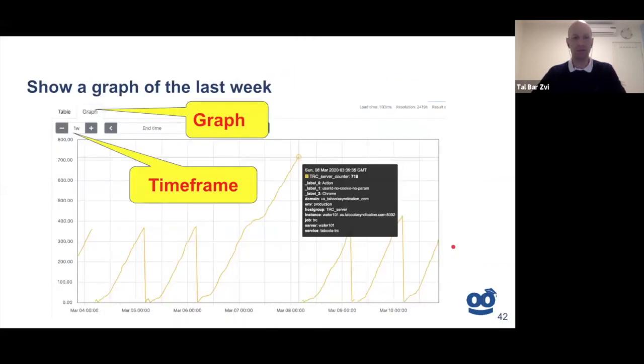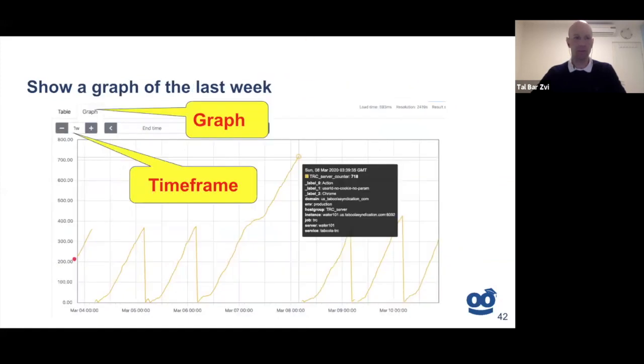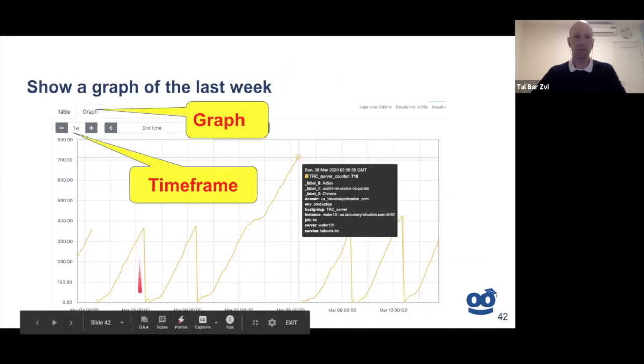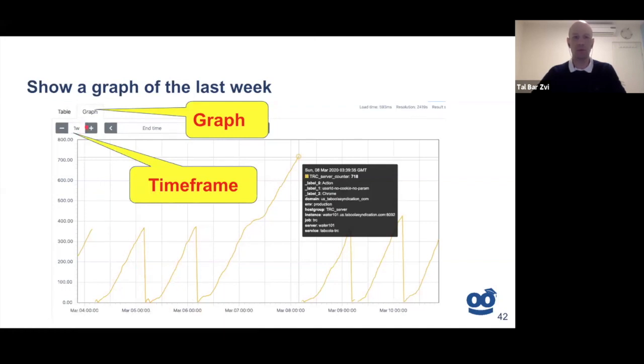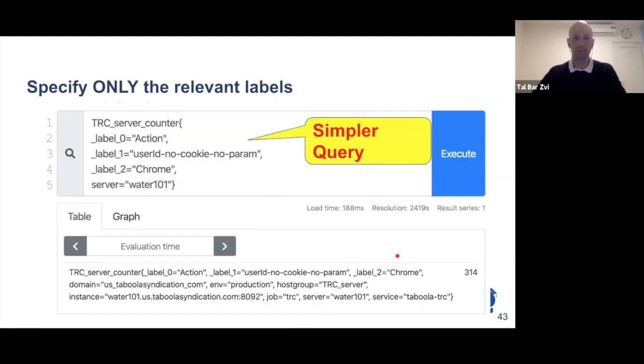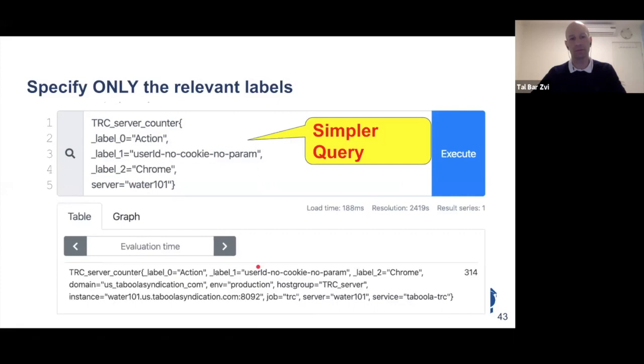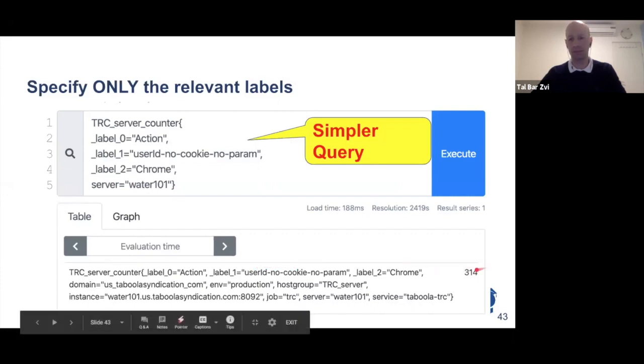I can see it in a graph because it's a counter. You can see that the graph rises and then resets, increments and then resets, increments and then resets. You can change the time frame to 1 week or more. You can see here we didn't have a reset, and then it resets. As I said, you can do a simpler query and you will get the same result. Same instant vector.